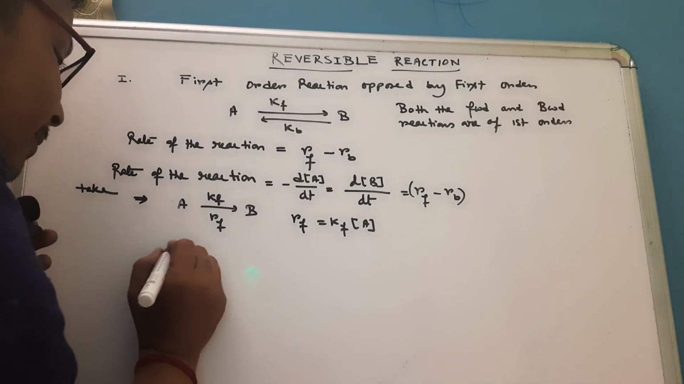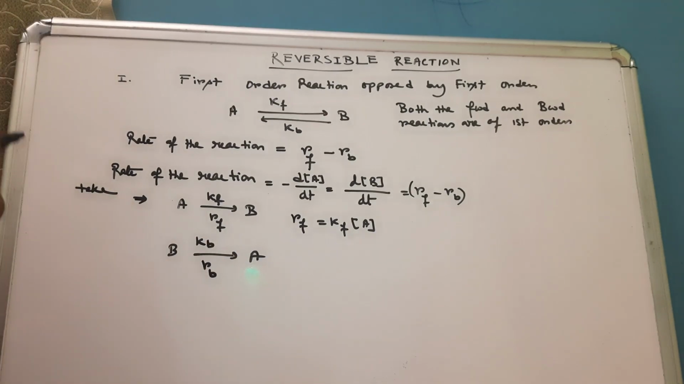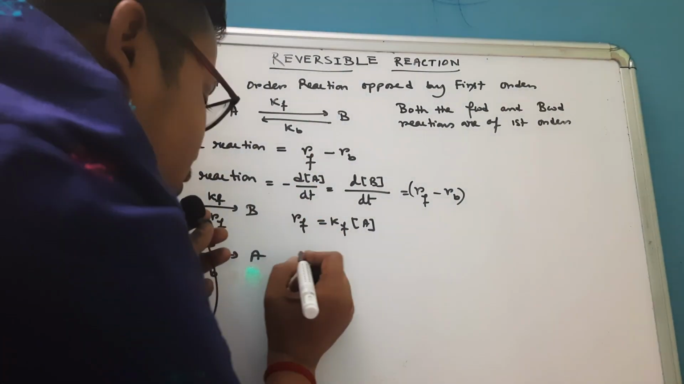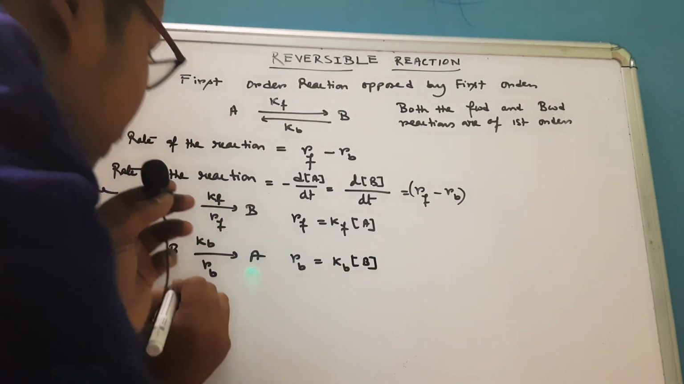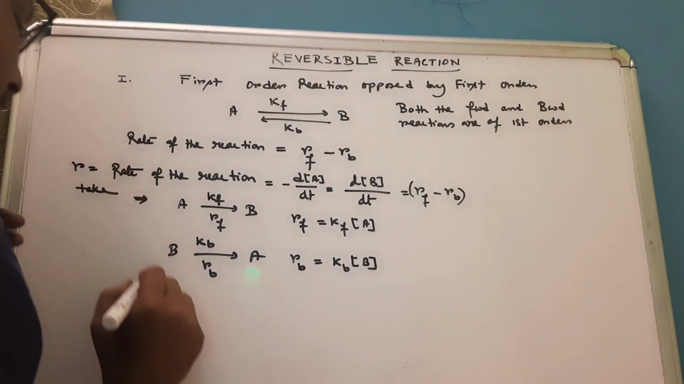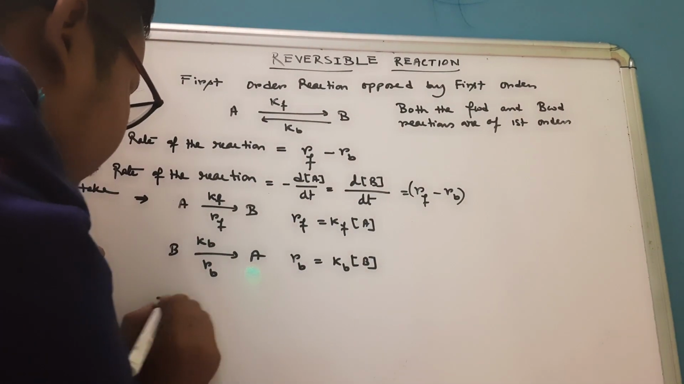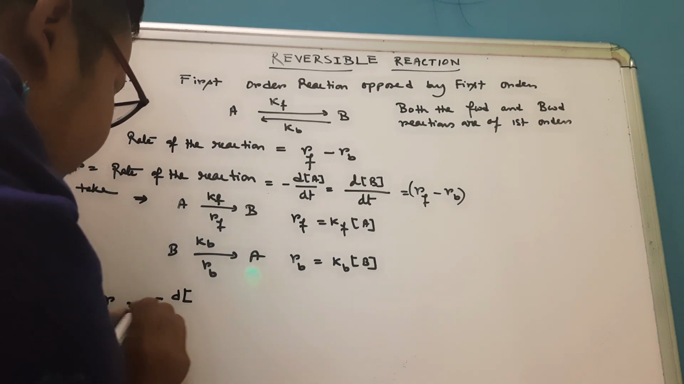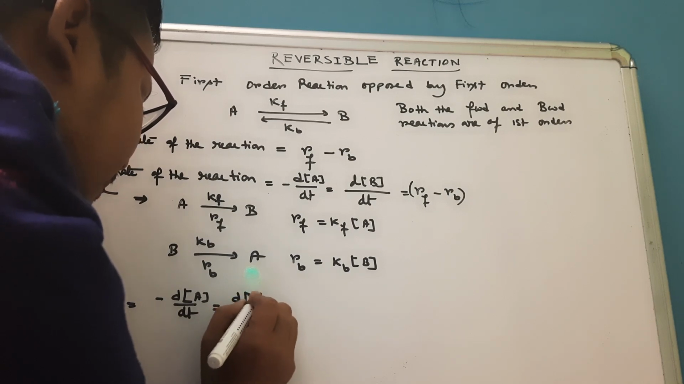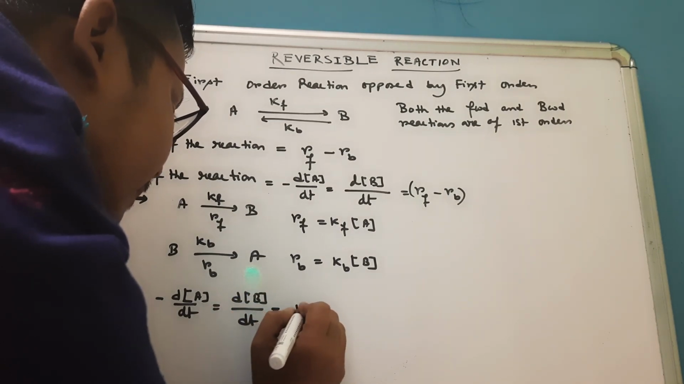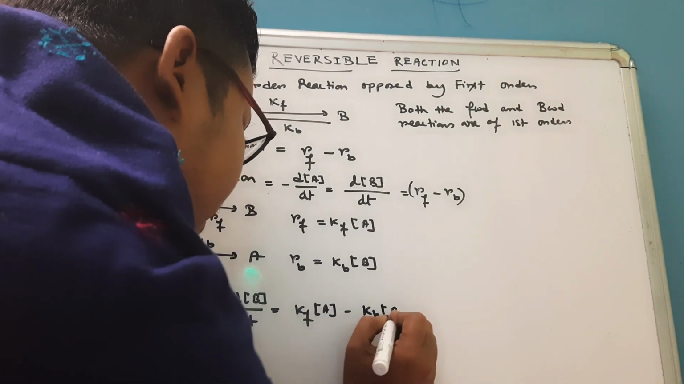And in case of the backward reaction, B is the reactant and A is the product. So here Rb will be Kb into B. So what will be the rate of the reaction? Basically it becomes R equals dB by dt, equals Kf into A minus Kb into B.